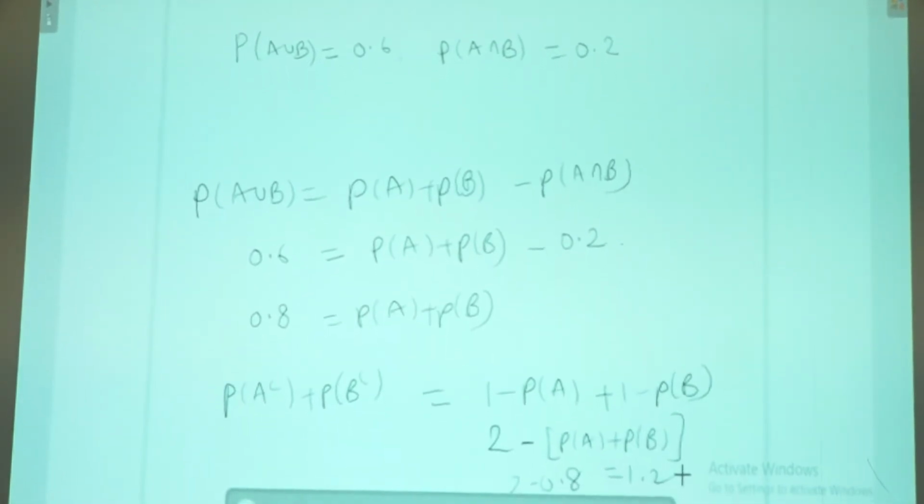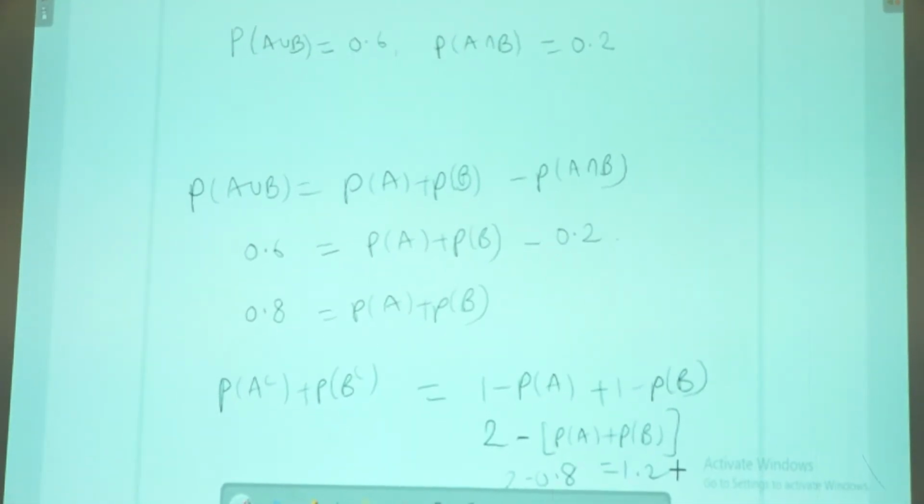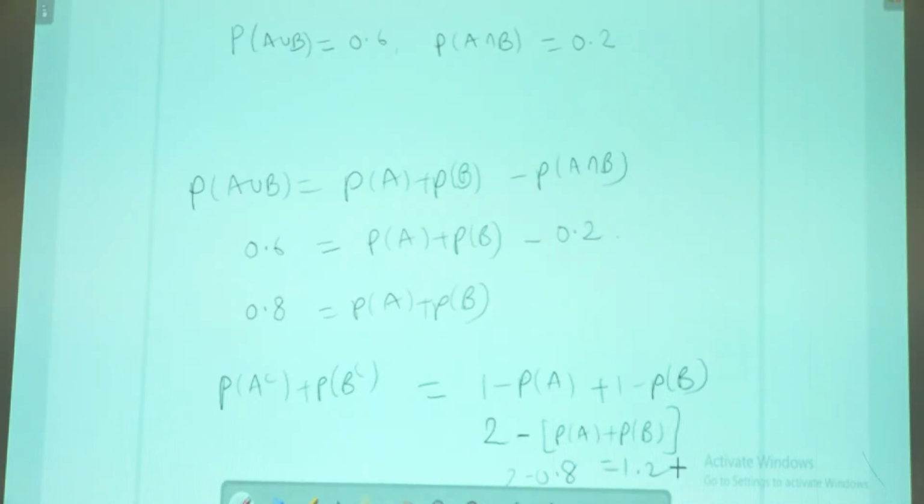Then the next one. For two events A and B, P of A by B equal to 1 by 4, and P of B by A equal to 1 by 2. What we wrote: P of A by B is equal to 1 by 4, P of B by A is equal to 1 by 2.